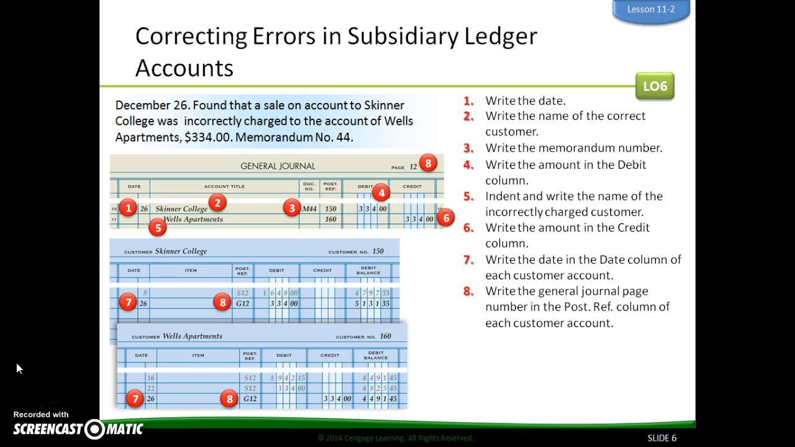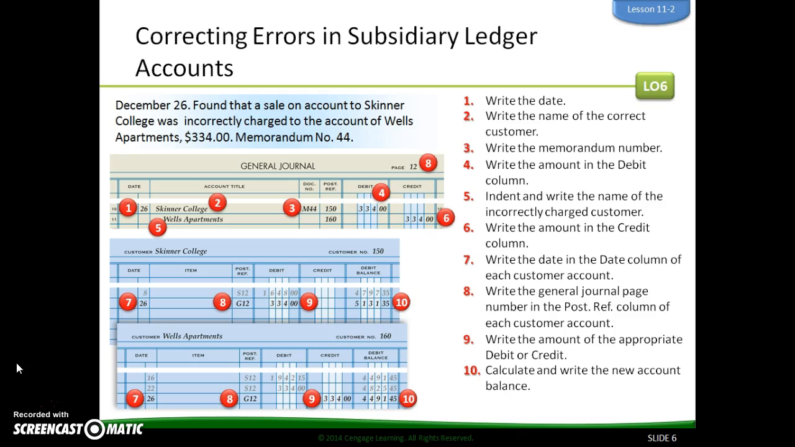Okay, and always note, for good record keeping, we need to make sure that we can tie back and have a good audit trail. So this information is found on General Journal, page 12. We also want to make sure that we post the correct amount as a debit or a credit, and then have a good running total in our subsidiary ledger account balance. And finally, we're always thinking through that audit trail. We want to correctly record our customer numbers back to the General Journal.